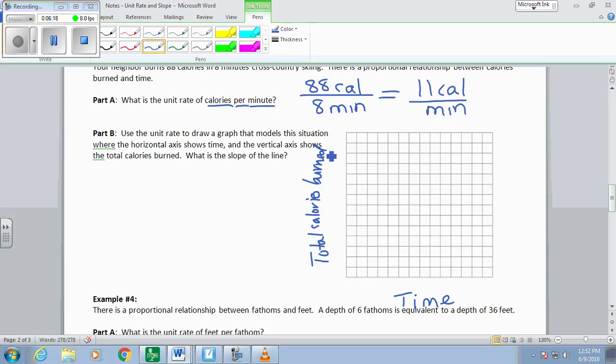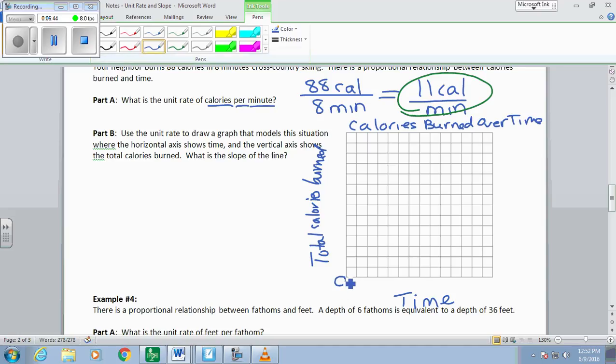We want to come up with an appropriate title. I will say calories burned over time. The final question is asking, what is the slope of the line? I'm going to plot my points first using my unit rate of 11 calories per minute.